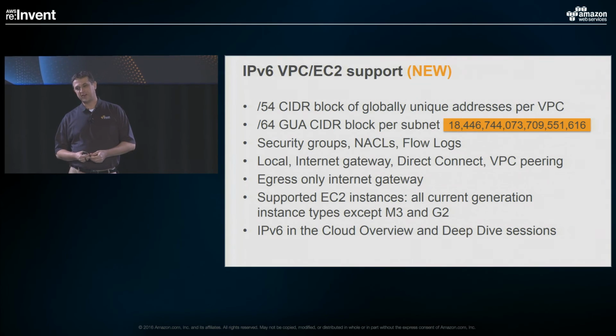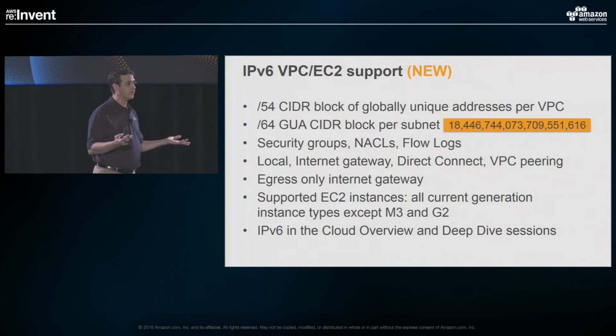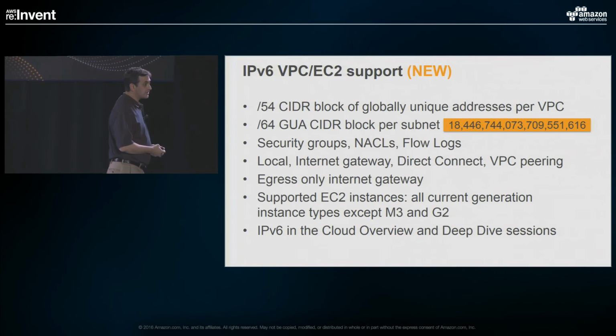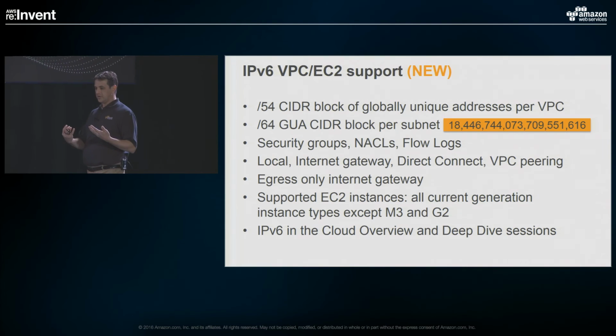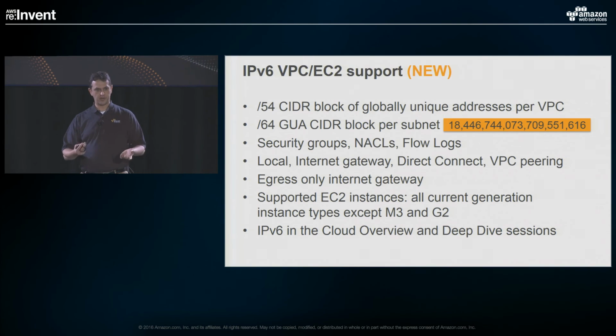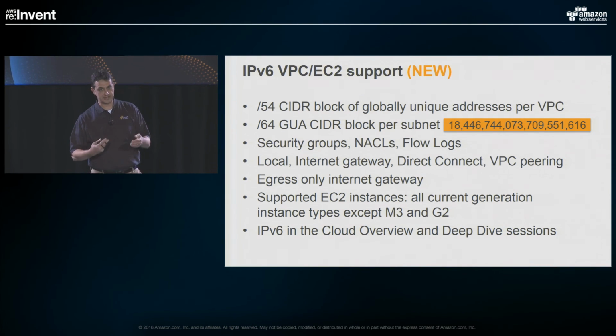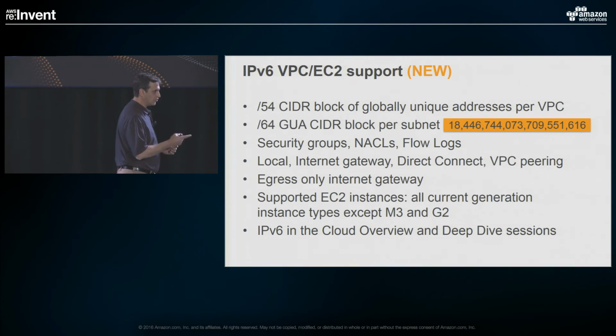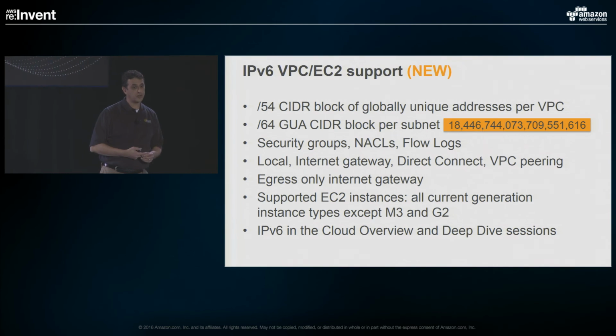You'll be able to leverage the same security features that you're familiar with: security groups, NACLs, and flow logs. From a connectivity perspective, communications within the VPC between instances can happen. Of course, that's supported with IPv6, using the IPv6 stack and leveraging the Internet Gateway to communicate with the outside world. This also supports Direct Connect to your data centers, as well as VPC peering.